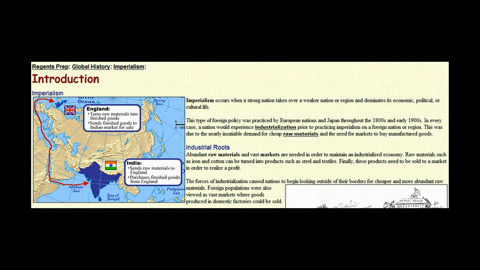So that's number one. The second question is asking you about what nations would experience prior to industrialization. So let's go to that second little paragraph there. So this type of foreign policy was practiced by European nations and Japan throughout the 1800s and early 1900s. In every case, a nation would experience industrialization prior to practicing imperialism on a foreign nation or region. This was due to the nearly insatiable demand for cheap raw materials and the need for markets to buy manufactured goods.